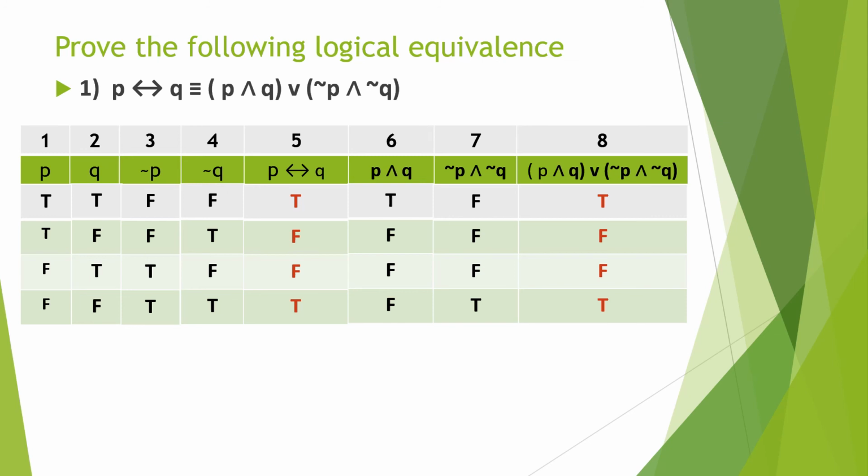Consider one more example of logical equivalence. P if and only if Q is logically equivalent to P and Q, or negation P and negation Q. Here the truth table is already constructed. You can construct it. That is your exercise. You can see that 5th column and 8th column are identical. Therefore they are logically equivalent.